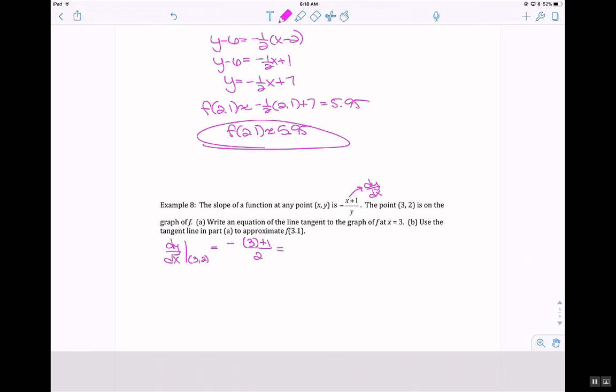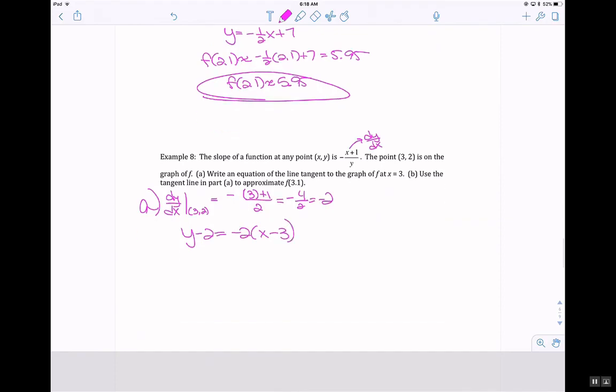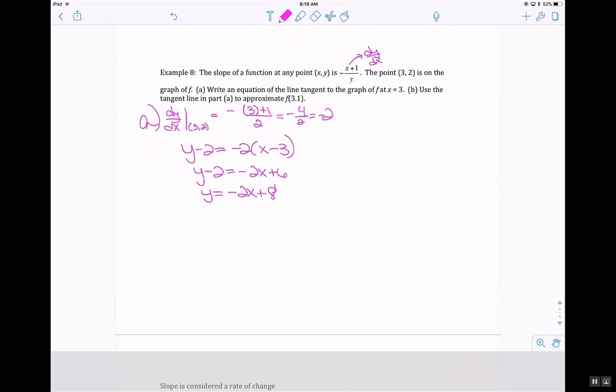Negative 3 plus 1 divided by 2, so I get negative 4 over 2, which is negative 2. Write the equation of the tangent line. So y minus 2 is equal to negative 2, x minus 3. y minus 2 is equal to negative 2x plus 6, y equals negative 2x plus 8.